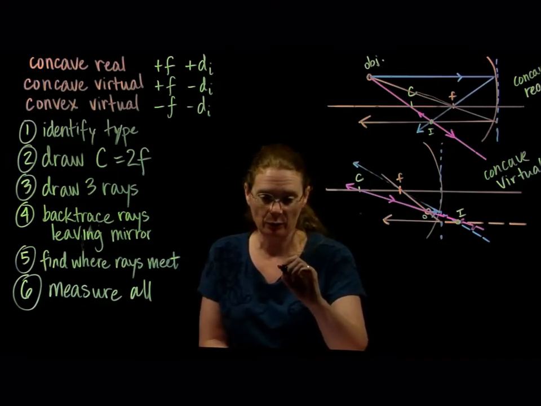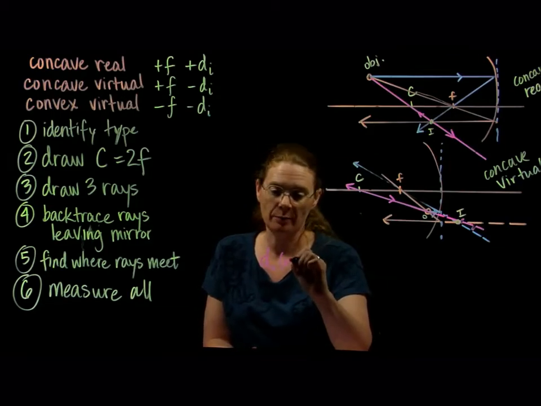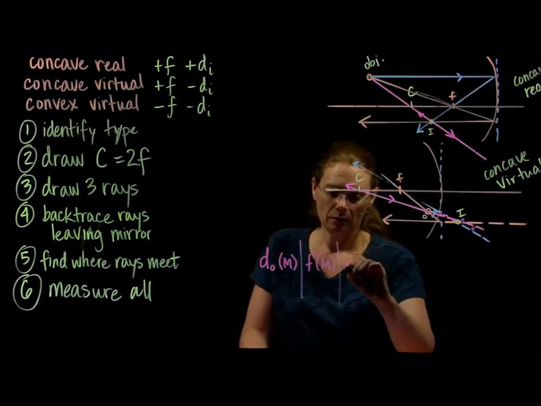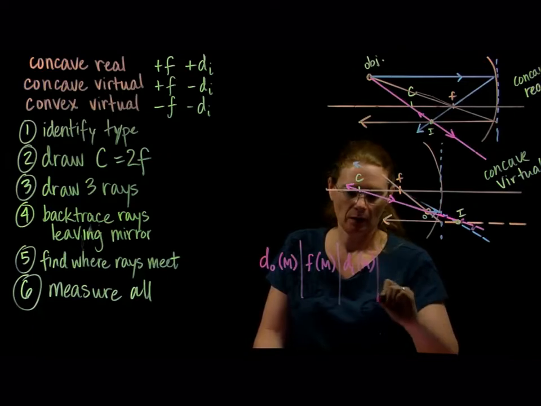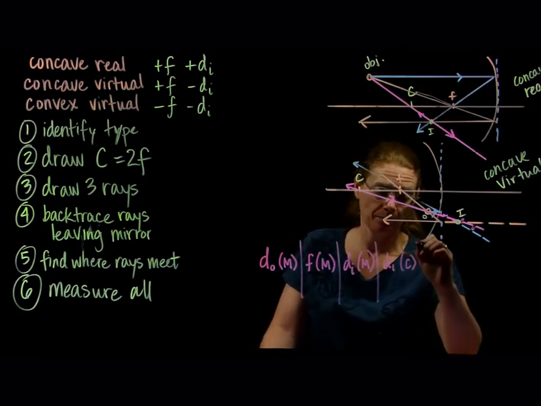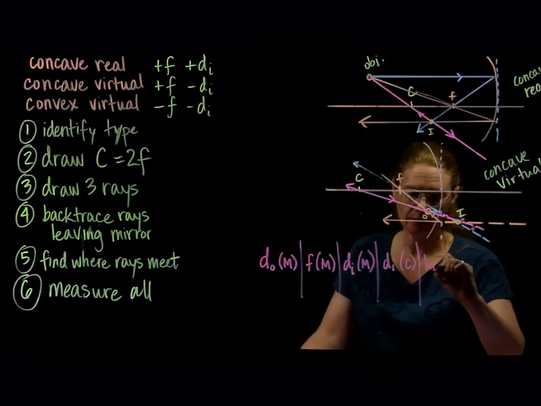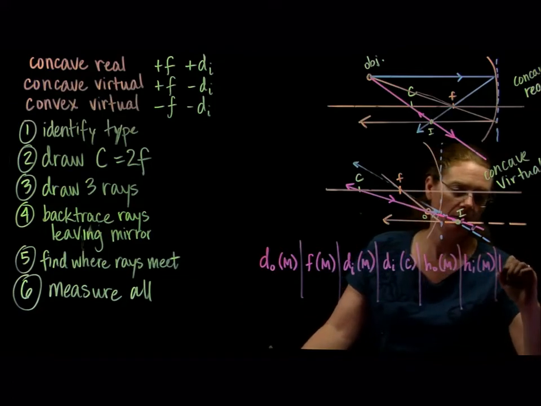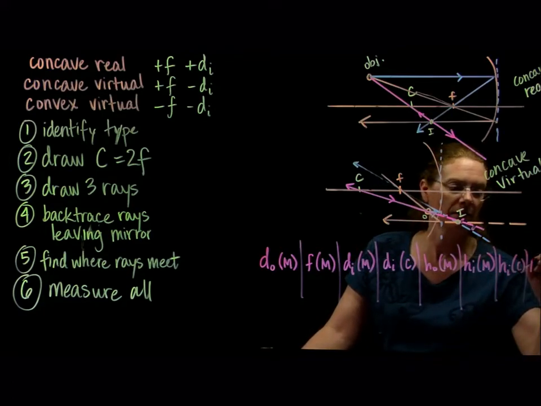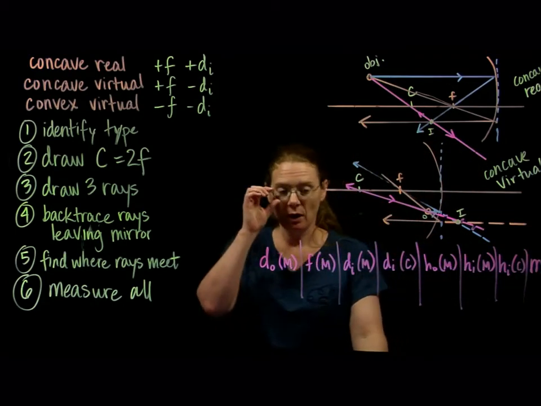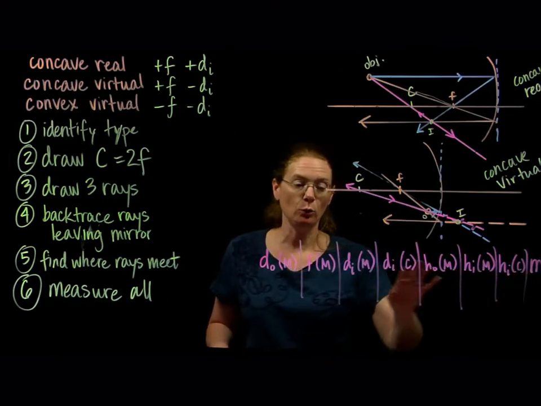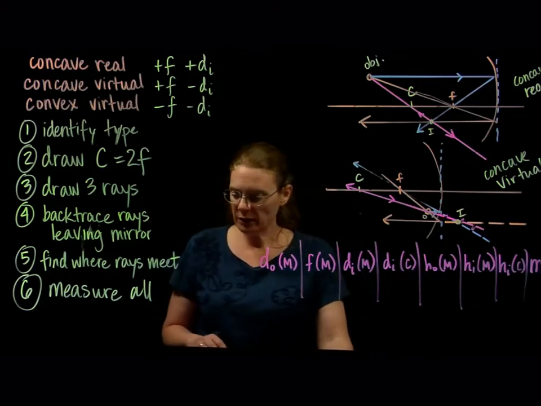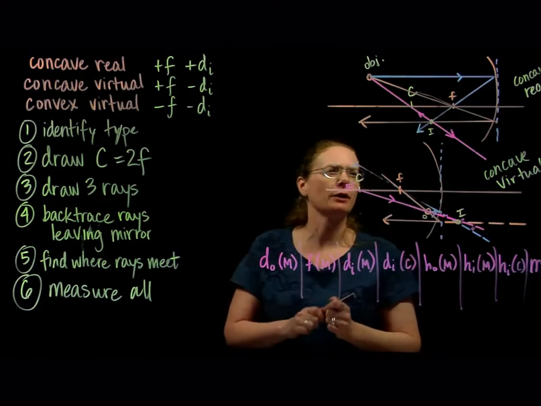So we're going to start off with DO, which is a measured quantity, and then the focal length, which is measured, DI, image distance, measured, the image distance calculated, the height of the object, which we measure, the image height measured, the image height calculated, and the magnification. So you're going to have, along with the picture, a table like this that you are going to be filling in with, hopefully, correct numbers.